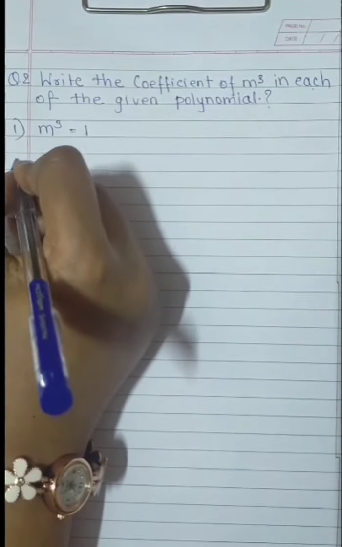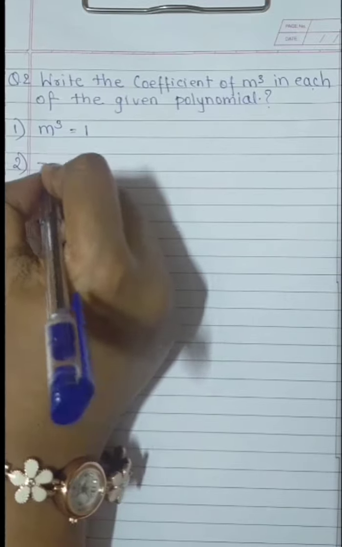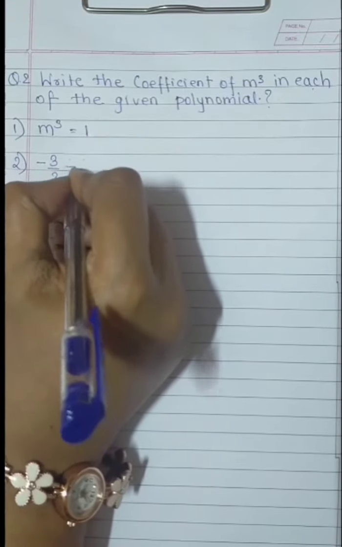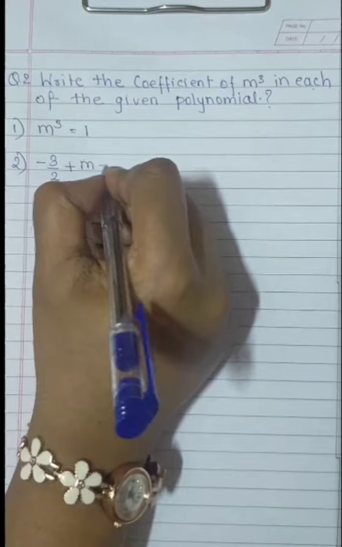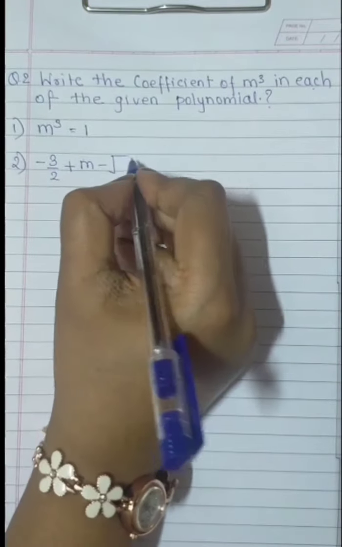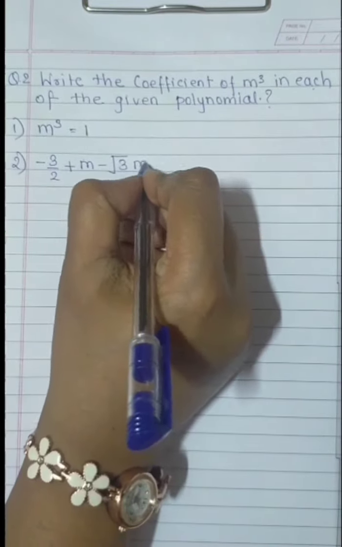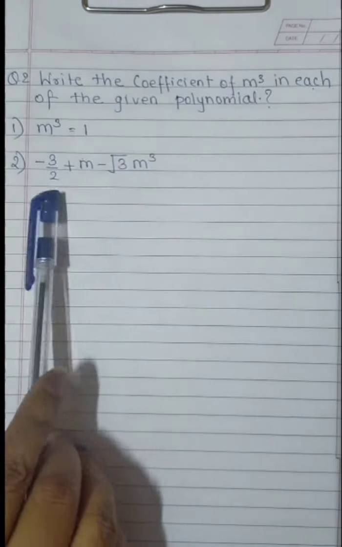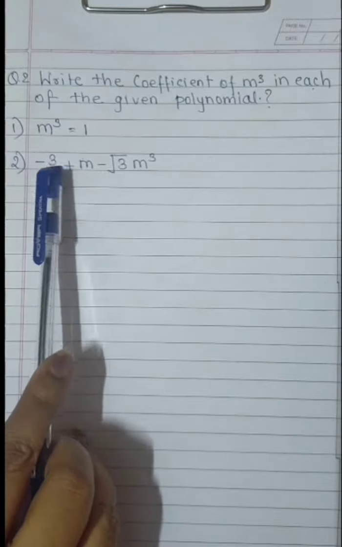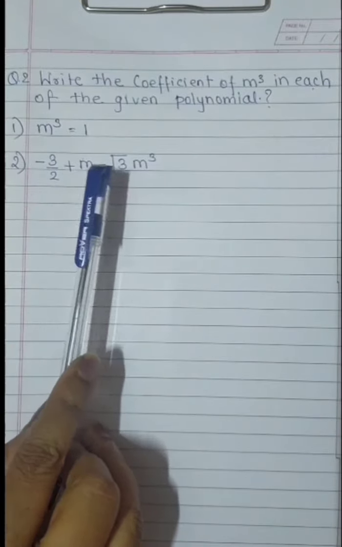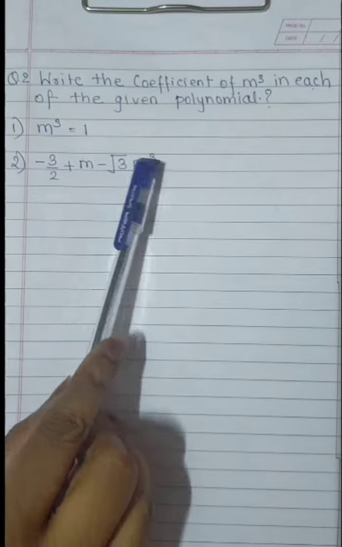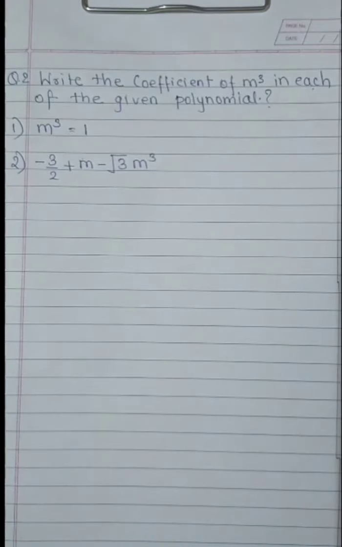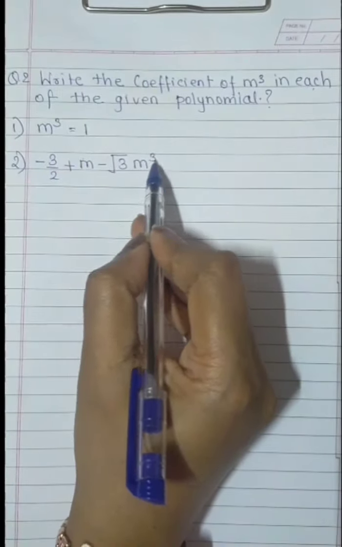So the next question is: minus 3 upon 2 plus m minus square root 3 m cube. Now here, minus 3 upon 2 plus m minus square root 3 m cube is given. Here also we have to write the coefficient of m cube. So here, what is the coefficient of m cube?